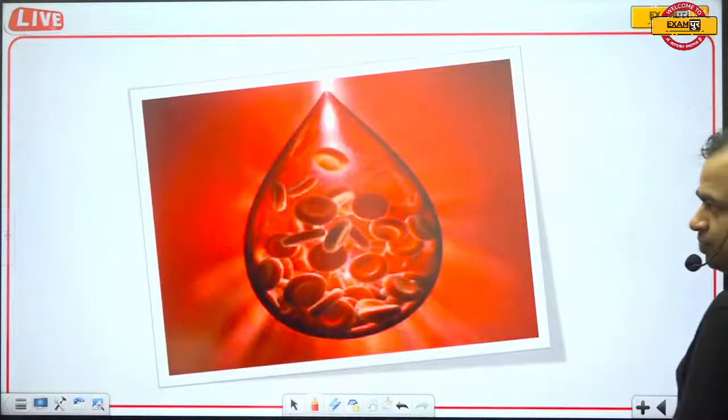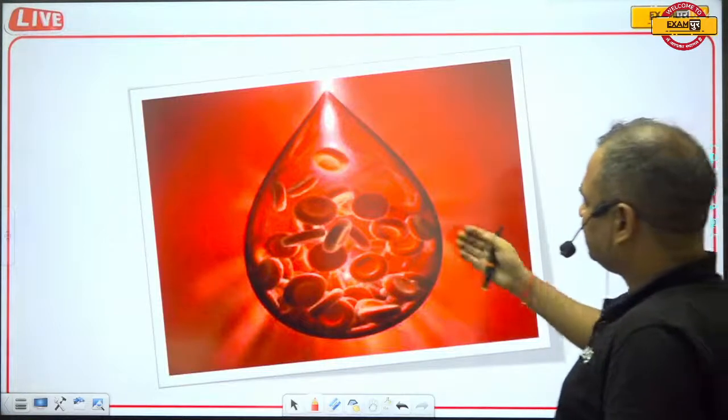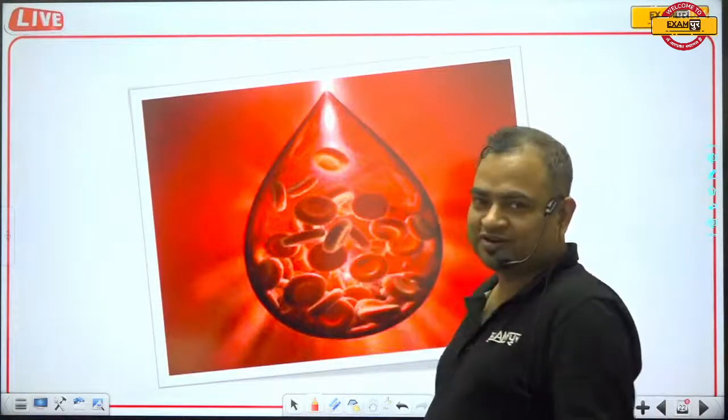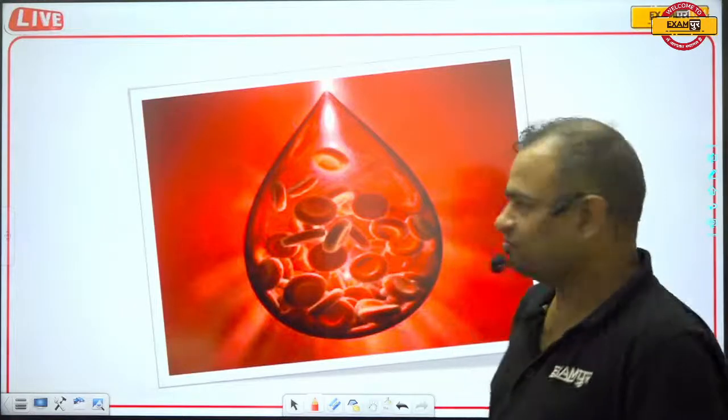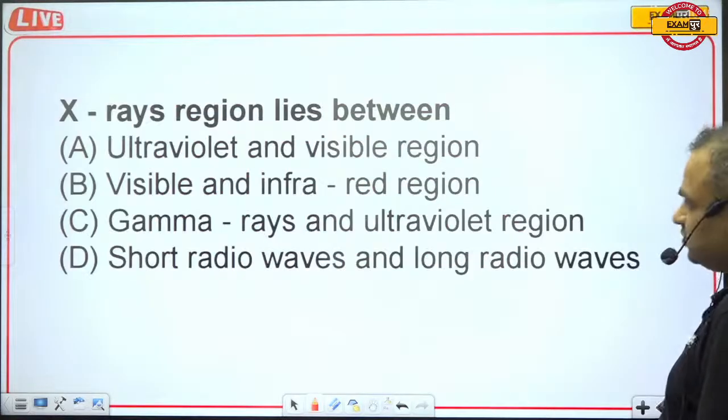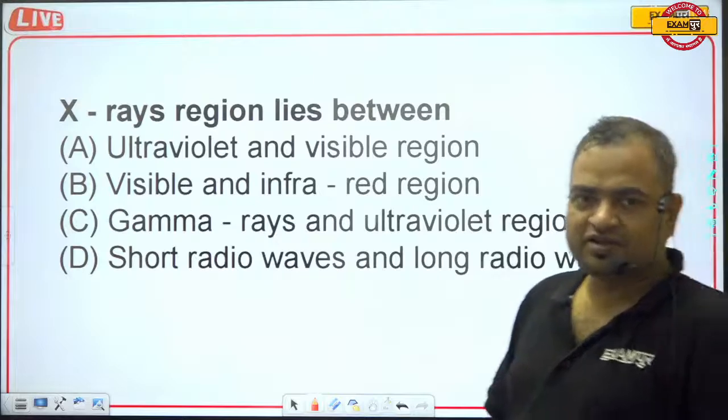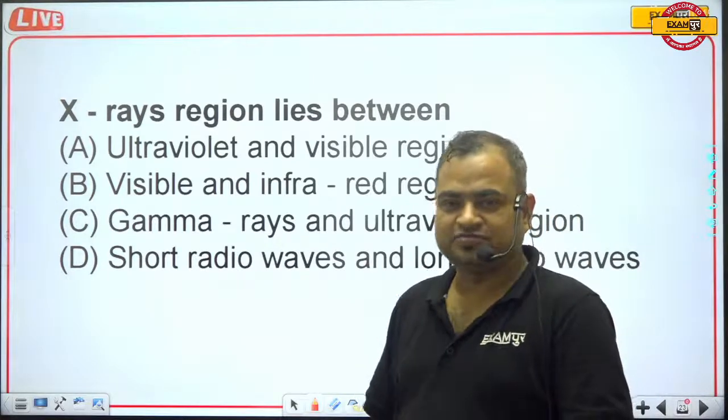Now, this is the sample of blood. You can see these are some very small tablets actually. These are the RBCs and WBCs. These are the small cells of which the blood is made.